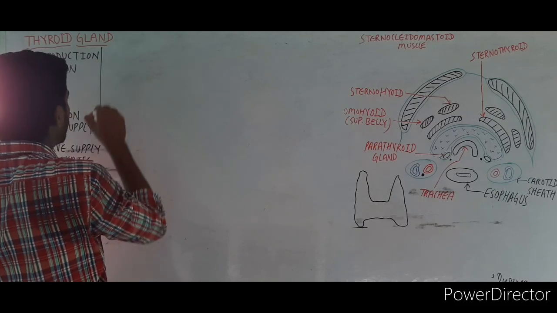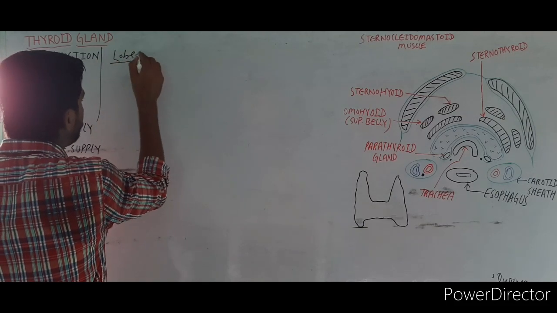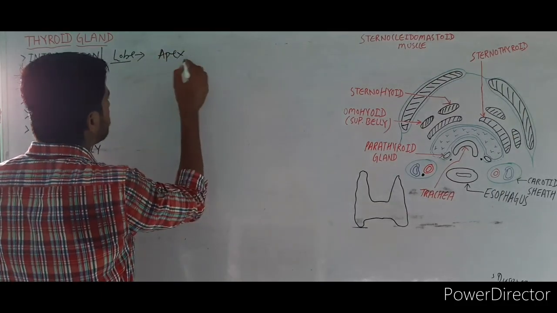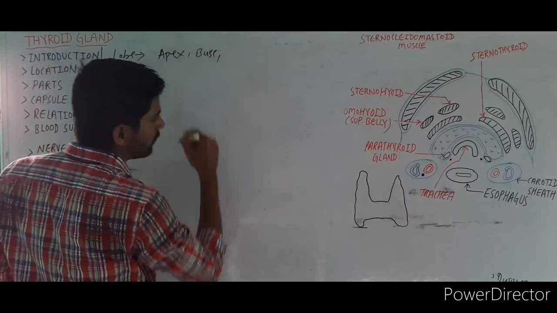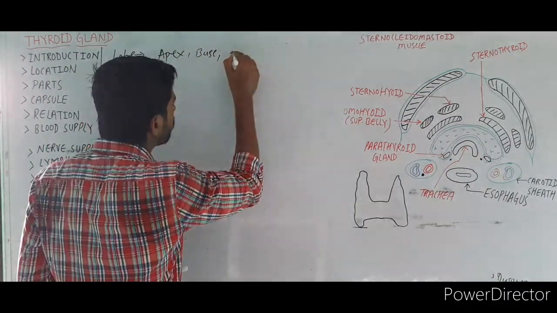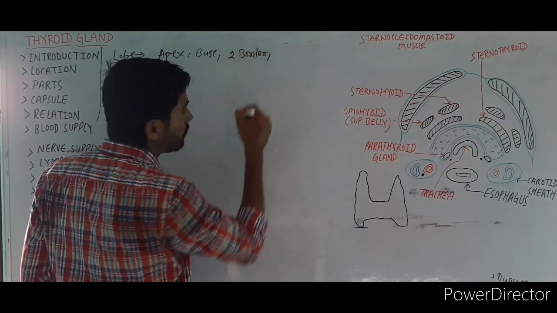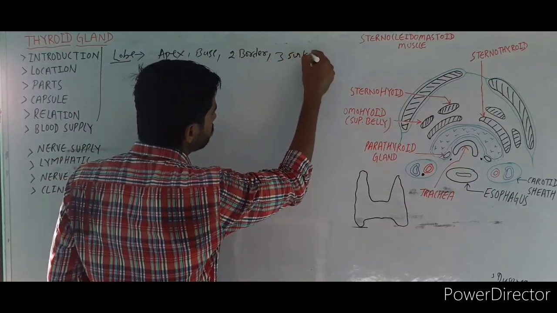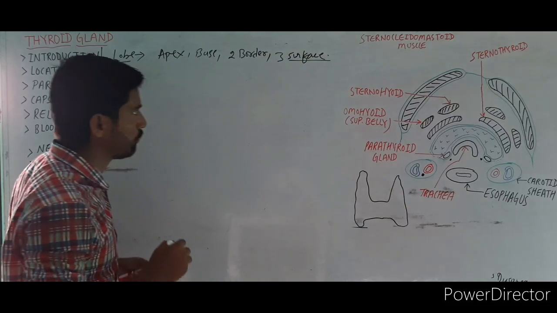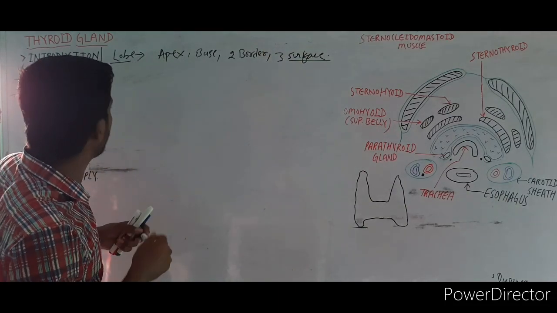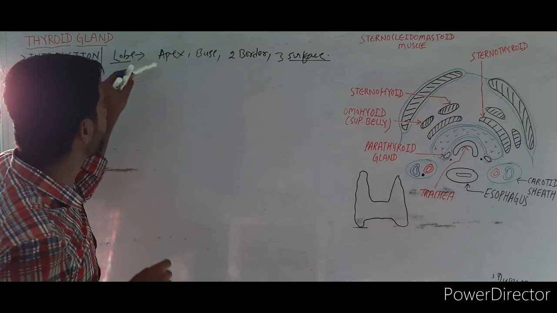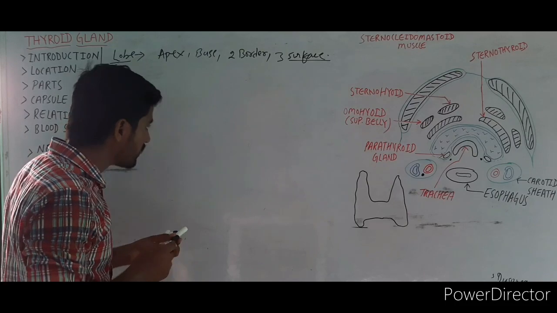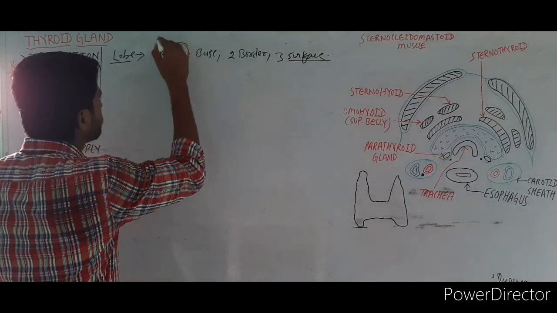Now I'm talking about the lobe. Every lobe has one apex. The second thing is the base. The third thing is the border, two borders. The fourth thing is the surface, you can tell three surfaces. So we have to see the relations one by one: relation of the apex, base, borders, and the surfaces. First of all, going with the apex, the relation of the apex.